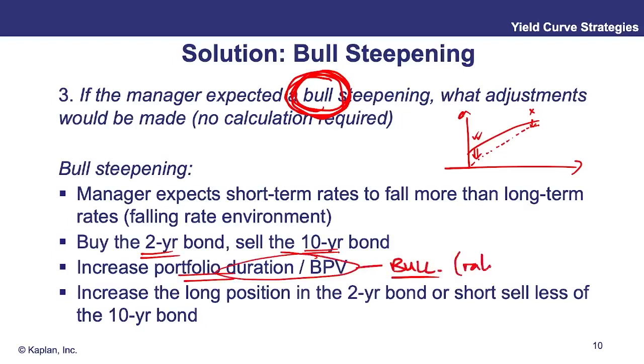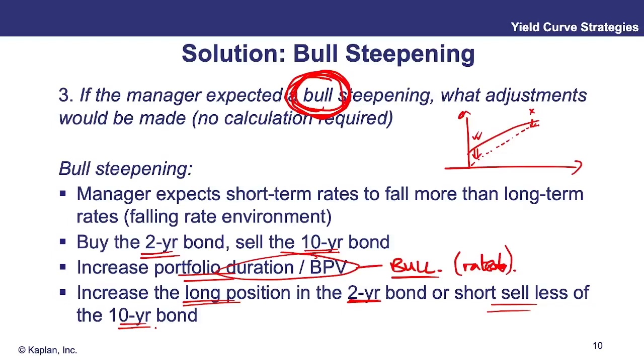Okay, so depending on, we've got options here. What we could do is increase the long position, or it might be more effective to just short sell less of the 10-year bond because that's where we get most duration pickup. Only short half of the long duration bond or buy twice as much of the 2-year bond, for example, to make sure that we've got positive overall duration.